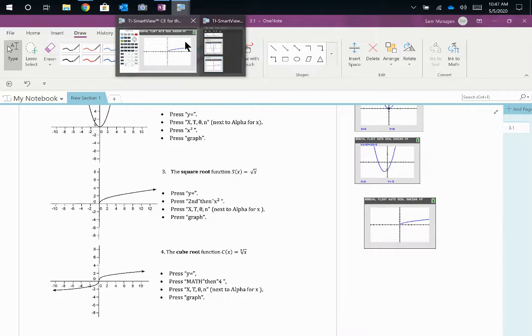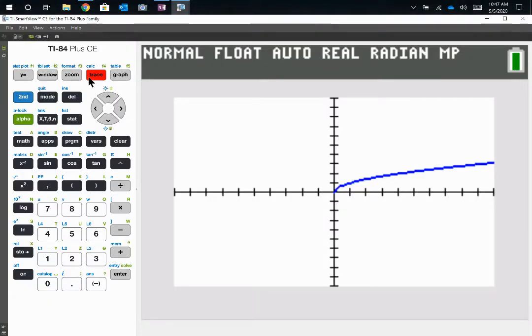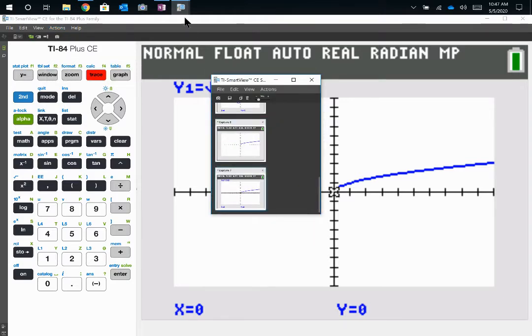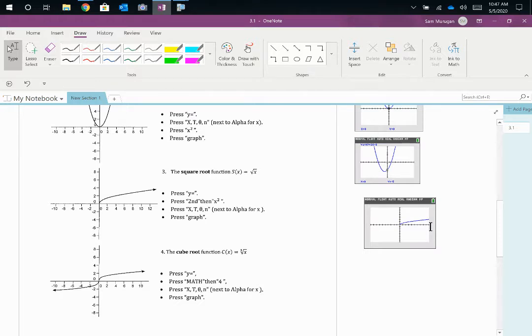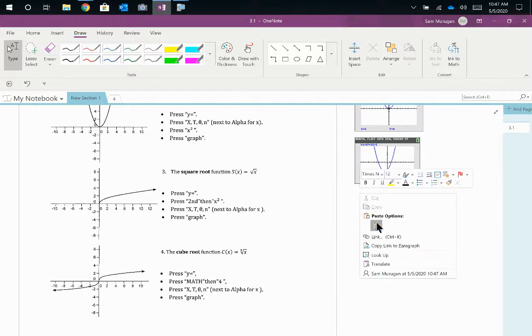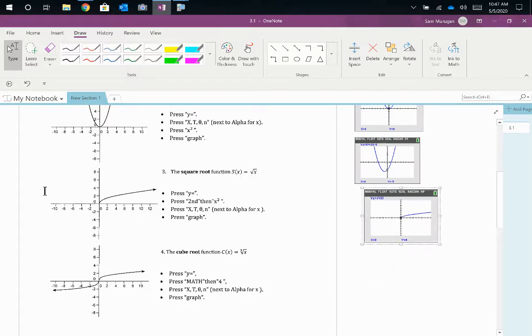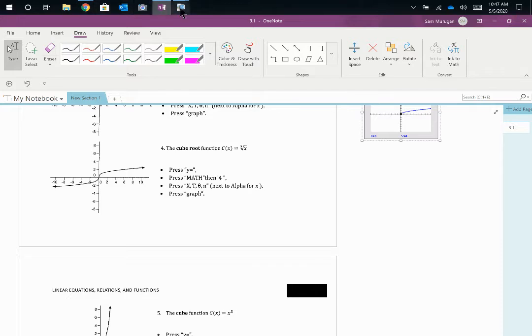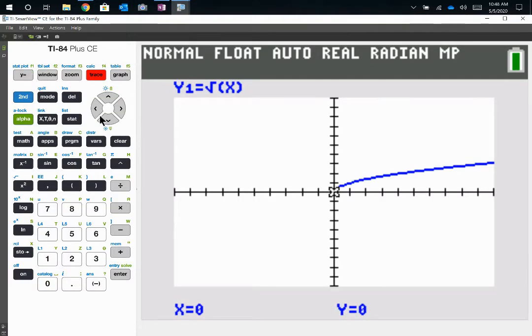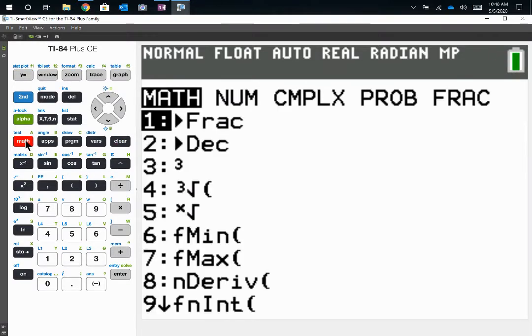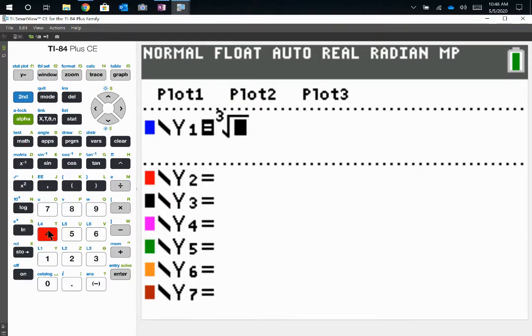That didn't come out right, okay, that's better. So I can just delete this one and put in a new one. Next, we're going to talk about the cube root function. So the cube root function is sort of a flat S-shaped function. To get this function, we press y equal, clear it, and press the math button and select number 4. And that's your cube root function, and graph it.